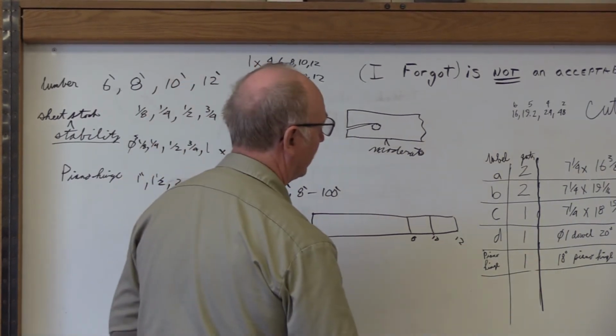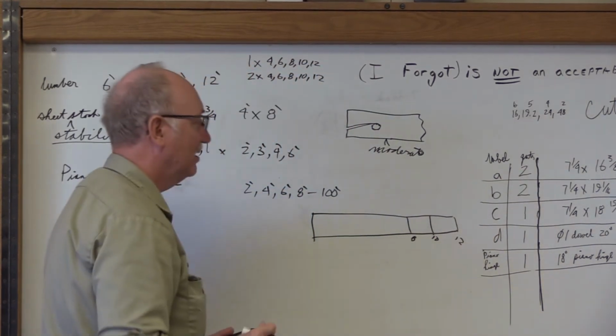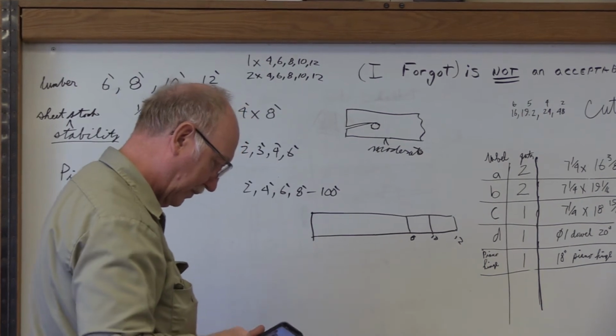So let's see here. We've got 19 1/16, 16 and 3/8. We're coming back to that hard number. How are we going to deal with that number? So let's just figure it out.